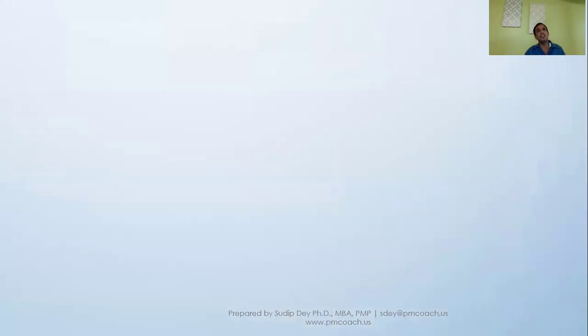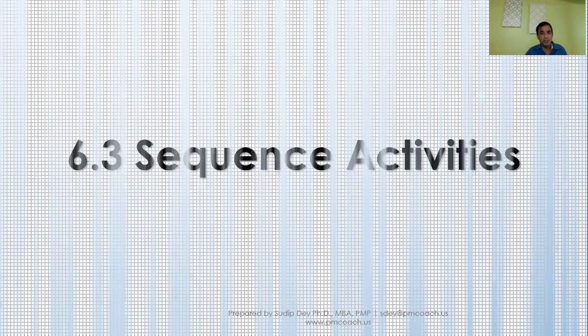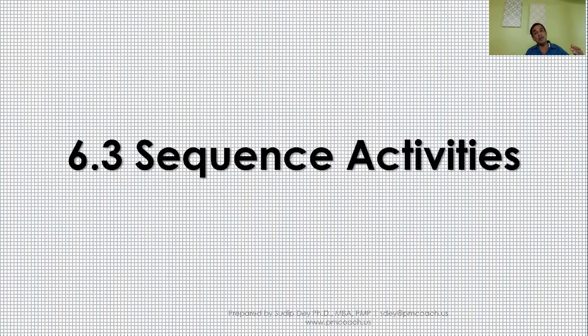So that was the process, which is define activities. Now let's look at the next process, which is sequence activities. We talked about how first we define the activities, and then once we have got all the activities, we will look at the sequence. Which one comes first, which one comes later.